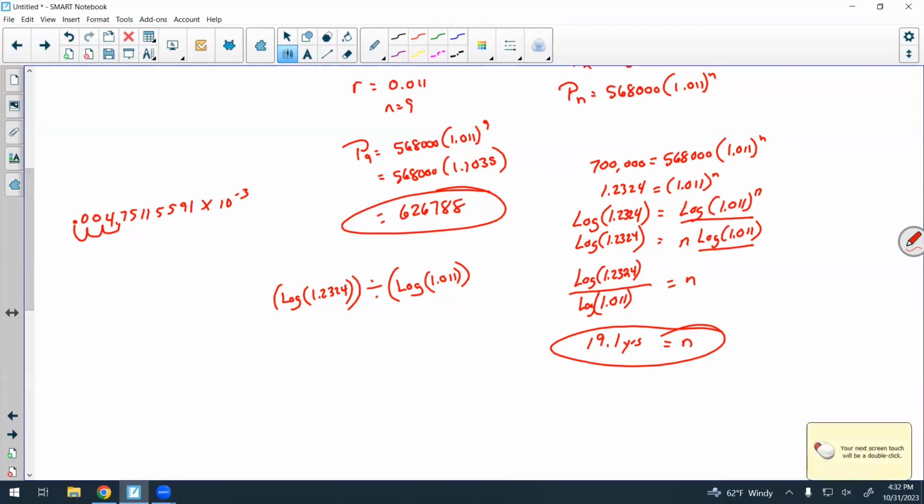1, 2, 3, 0, 0 decimal place. Oh, so that's what that means. That's why I recommend doing it this way, because do you really want to type in all those decimal places? This way you don't have to. Everybody else have it? Ready to roll?